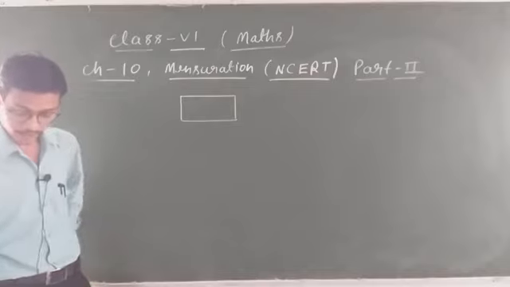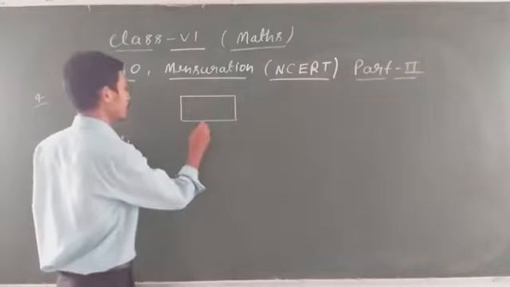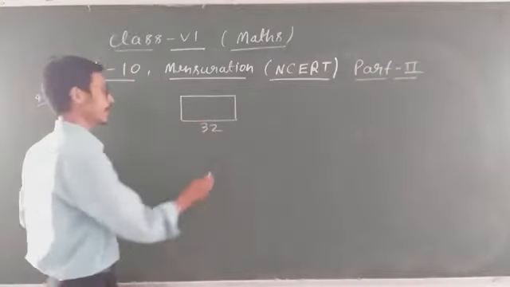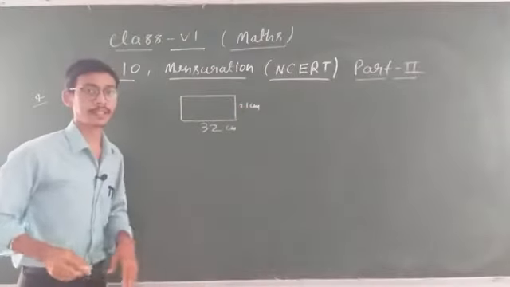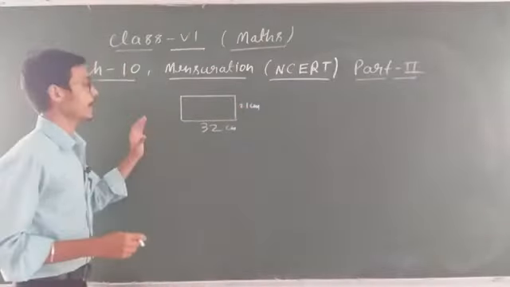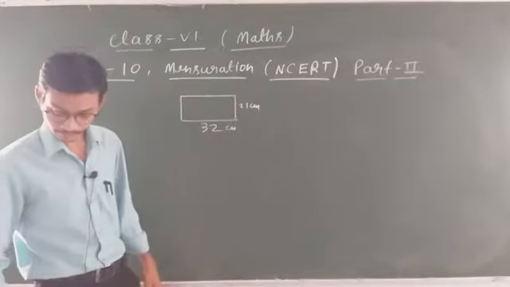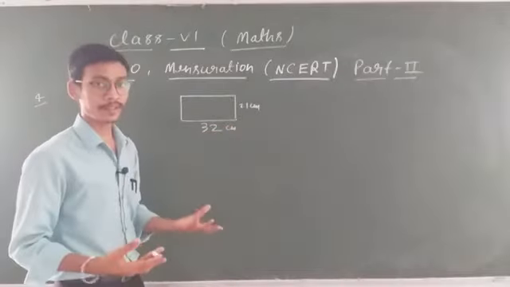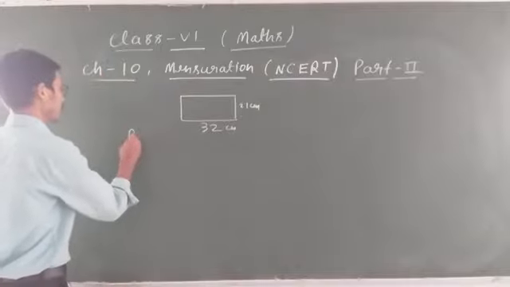What is the length of the wooden strip required to frame a photograph of length and breadth? Meaning the length and breadth of the photograph is given. Length is 32 centimeter and breadth is 21 centimeter. Is that clear, student? So what do you have to find out? You have to find out the length of the wooden strip. You know that length is given and breadth is given, student. So simply you have to find out the perimeter.